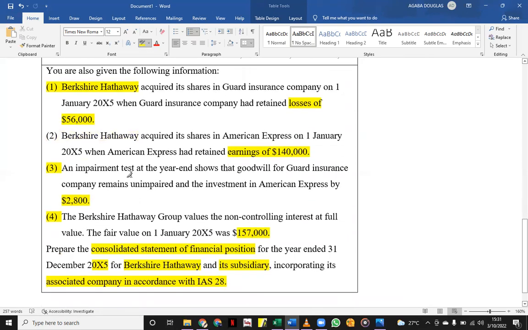They are telling us that an impairment test at the end of the year shows that goodwill for Guard Insurance Company remains unimpaired, and the investment in American Express is impaired by 2,800. Finally, they tell us that they value their NCI at full value. The fair value on 1st January 20x5 was 157,000. We are asked to prepare a consolidated statement of financial position for the year ended 31st December 20x5 for Berkshire and its subsidiary, incorporating its associated company in accordance with IAS 28.